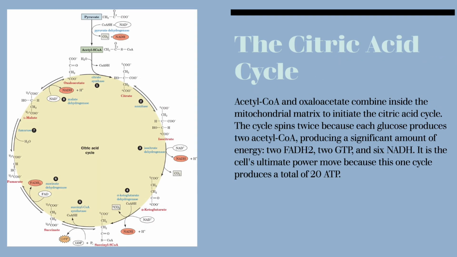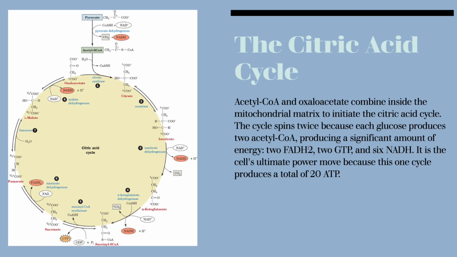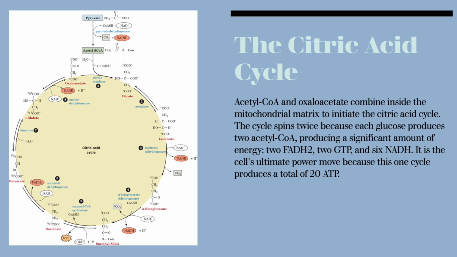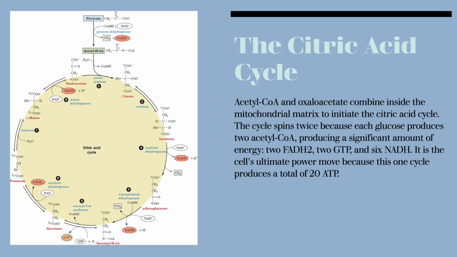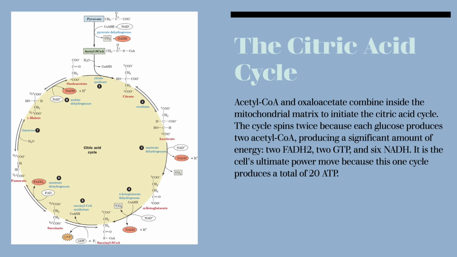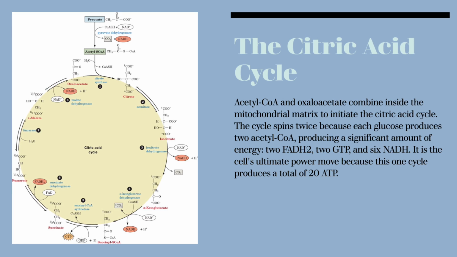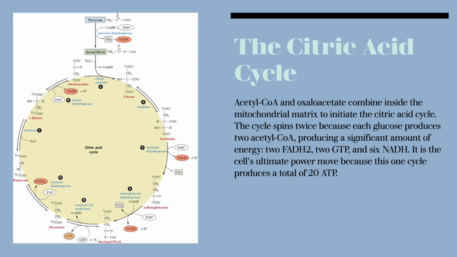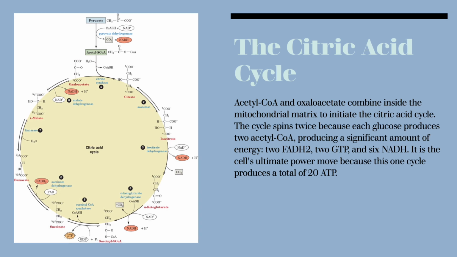Going right into the next slide, we have the citric acid cycle. This is where most of the energy, or ATP, is made. Since each glucose gives us 2 acetyl-CoA molecules, the cycle goes around twice. We get 6 NADH in total, 2 from the isocitrate dehydrogenase, 2 from the alpha-ketoglutarate dehydrogenase, and 2 from the malate dehydrogenase. That's worth about 15 ATP, and we also get 2 FADH2 from the succinate dehydrogenase.